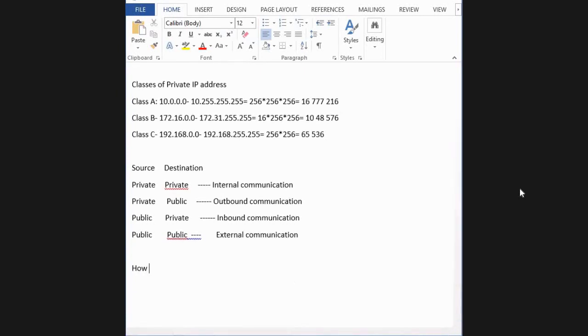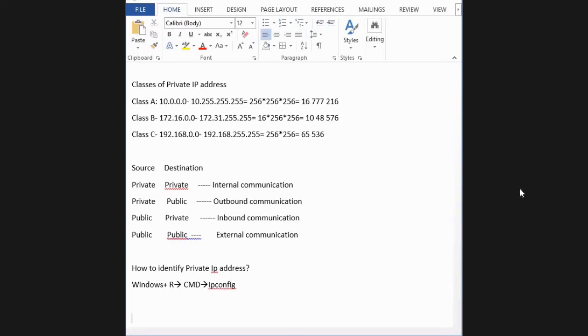So how to identify a private IP address? You just need to go to your command prompt. The shortcut is Windows plus R, or you can simply write CMD in your search bar. You will get the command prompt of your PC, and then write ipconfig there. You will get your private IP address.